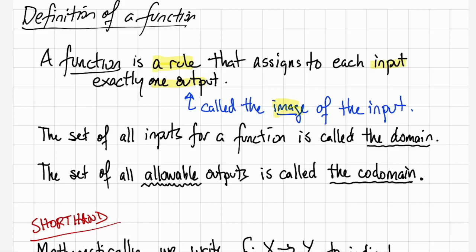Some other additional definitions that are very important. The set of all inputs for a function is called the domain of the function, and the set of all allowable outputs is called the codomain. Think of this as a family of possible outputs.